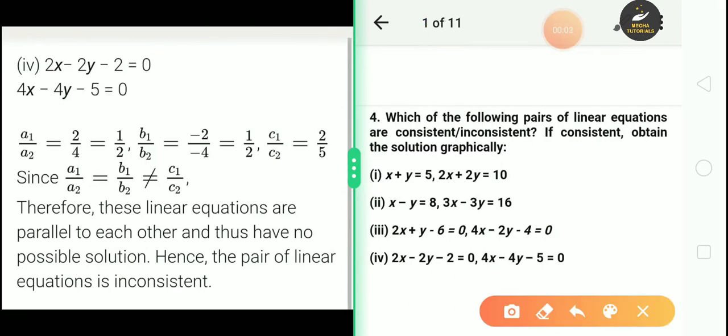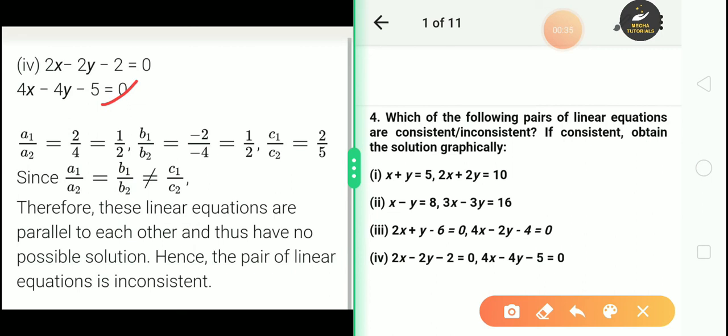Question 4. Equations are 2x minus 2y minus 2 is equal to 0 and 4x minus 4y minus 5 is equal to 0. So we can write the values of a1, b1, c1 and a2, b2, c2. Then take the ratios. So a1 upon a2 is equal to 2 upon 4, which is 1 upon 2. b1 upon b2 is equal to minus 2 upon minus 4, which is also 1 upon 2, and c1 upon c2 is equal to 2 upon 5.